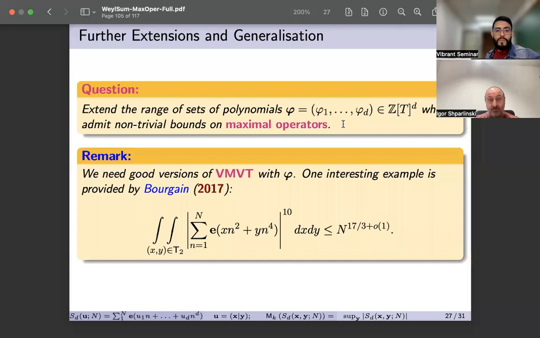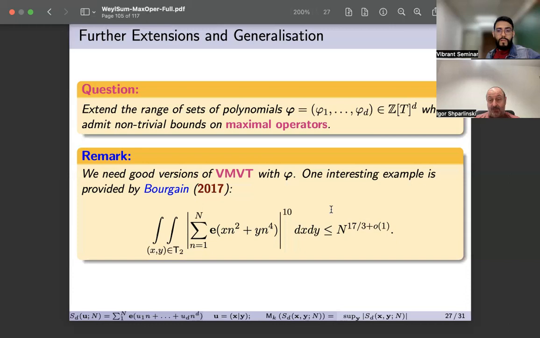So we need some good versions of the Vinogradov's mean value theorem with our vectors phi. One of the interesting examples is provided by Bourgain. For this biquadratic family of polynomials, he has this bound. It's probably not optimal. In fact, it's certainly not optimal, but it can already be used to gain some information for this interesting set of polynomials.